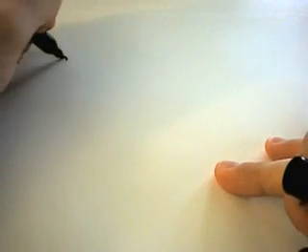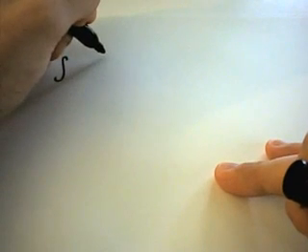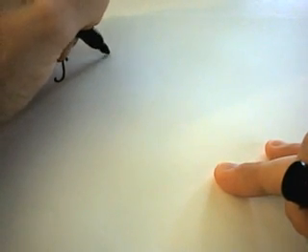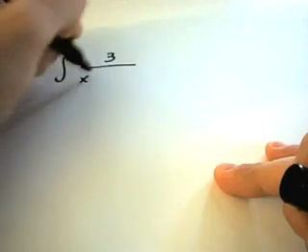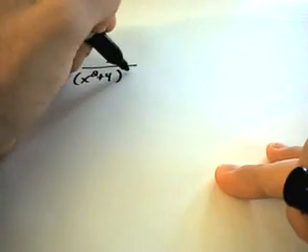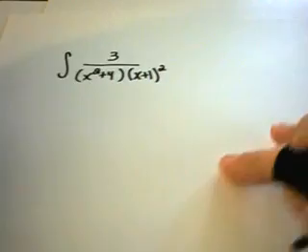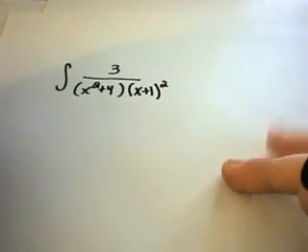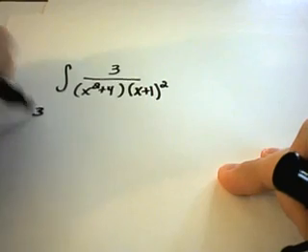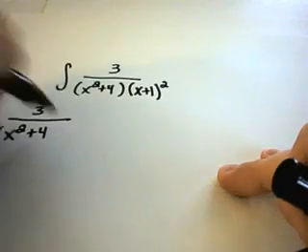So suppose again the thing I had to integrate was, who cares, let's make it 3 over x squared plus 4 times x plus 1 quantity squared. So suppose this is the original thing we were integrating. So again, I have to do my partial fractions decomposition.